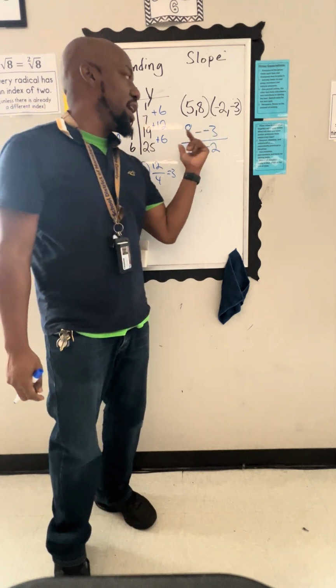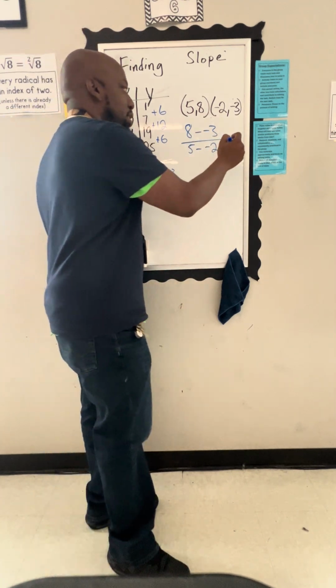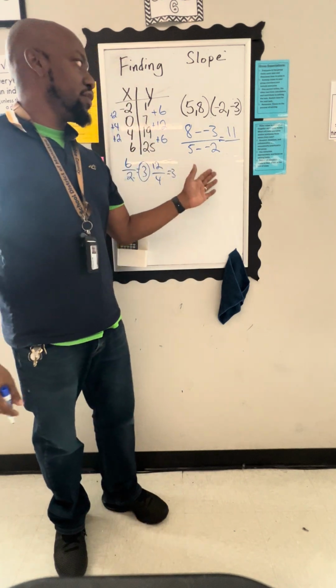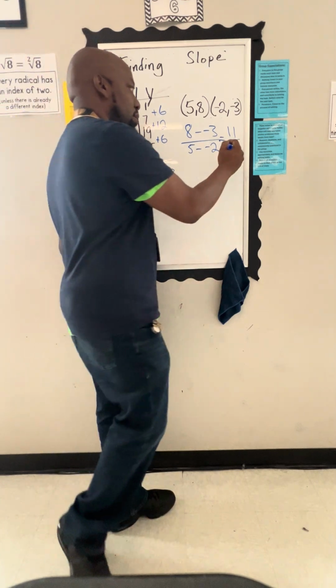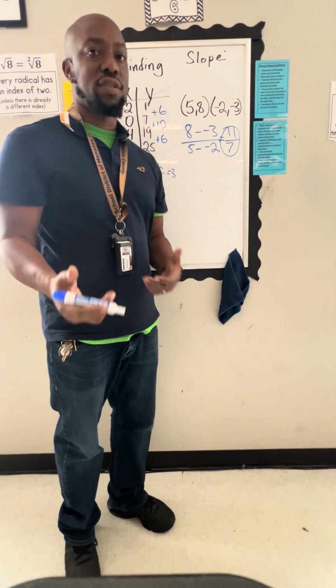All right, we should know that 8 minus -3 is the same thing as saying 8 plus 3. And what is 8 plus 3? That is 11. 5 minus -2 is the same thing as saying 5 plus 2, and 5 plus 2 is 7. All right, so that one gave me a slope of 11 over 7.